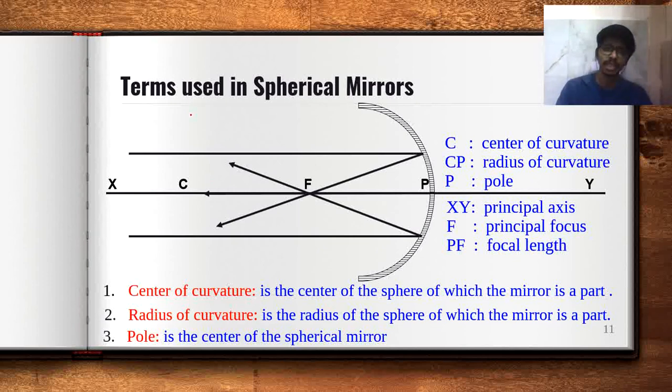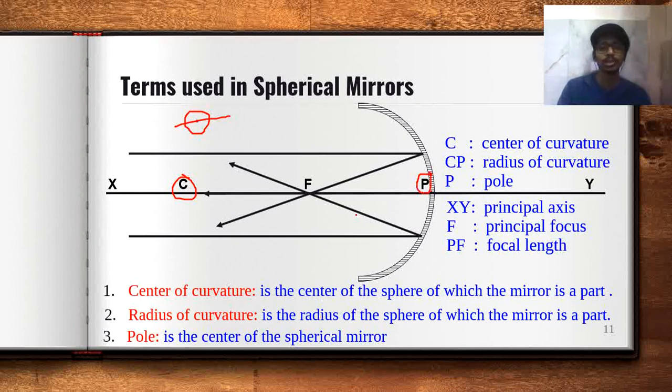So the center of curvature, like a circle, that I have already told. There will be a center. Similarly, for the sphere, there will be a center, that is C, and then there will be a radius from the center to the point.